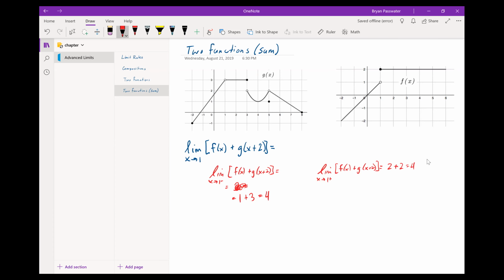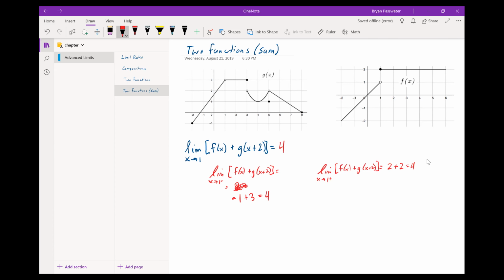So notice, even though f did not have a limit at 1, and g of x plus 2 did not have a limit at 1, when we're taking the limit of these sums, we're actually creating a new function. And that new function, if we could see it, had the same limit from the left and from the right. And so we know that our final answer is going to be 4.